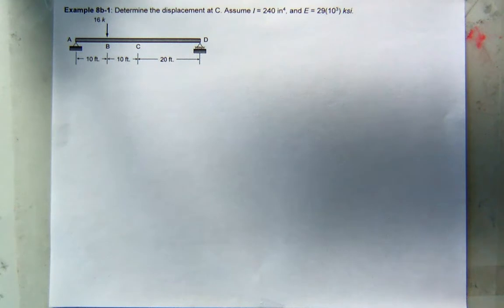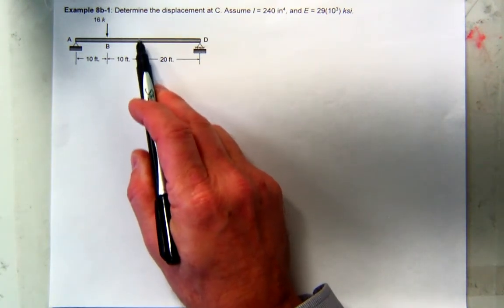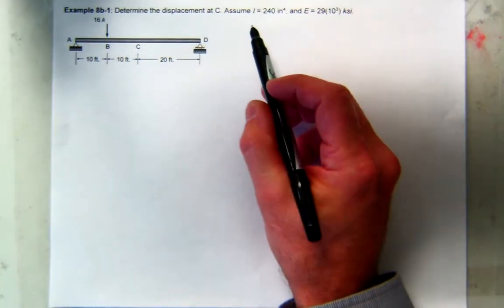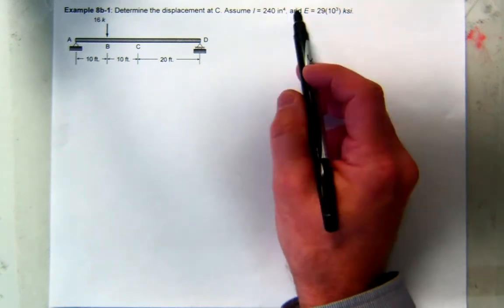Right, here we go. Okay, so this problem, we want to find the displacement at C, which is right here in the middle. And I actually have values for E and I. I don't know if we'll get to it in this problem, but you could actually do the integration, plug in E and I, and get a numerical answer.